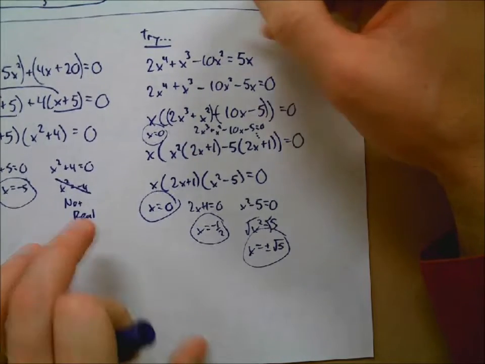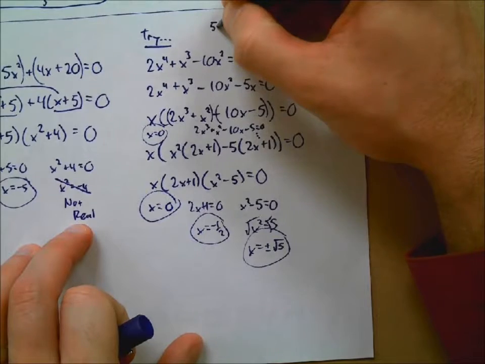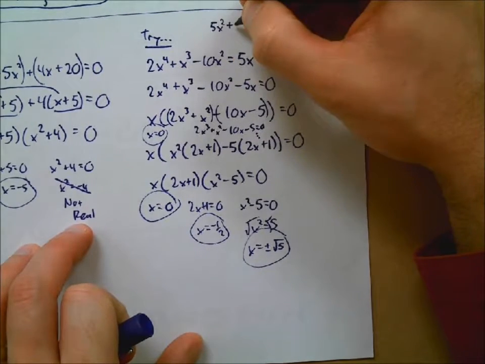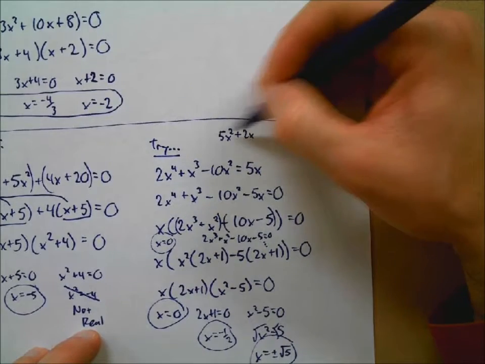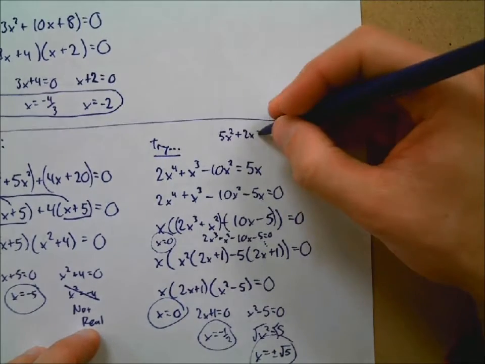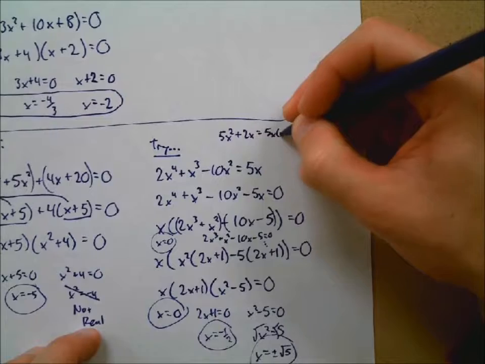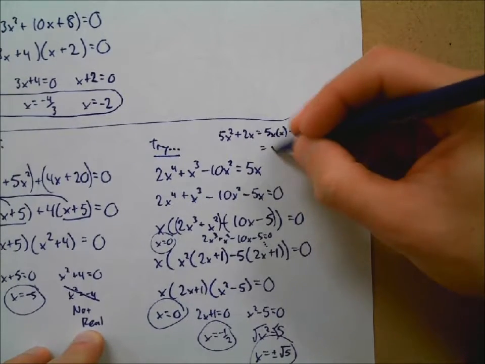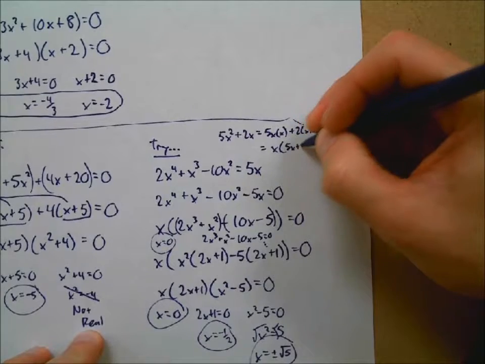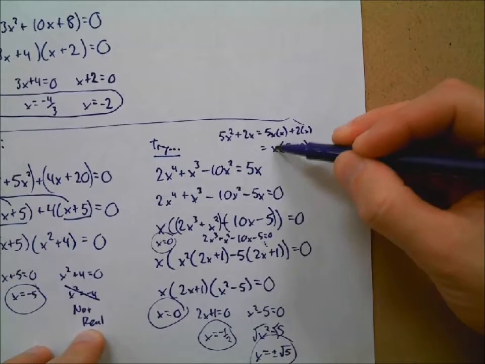If I have like 5x squared plus 2x, I'll put it up here. Sorry, you can't see it. Both of these terms have an x, right? I could say, okay, that's 5x times x, and that's 2 times x, right? And I pull the x out, and I'm left with 5x plus 2, because the x would redistribute to both of those terms if I wanted to.